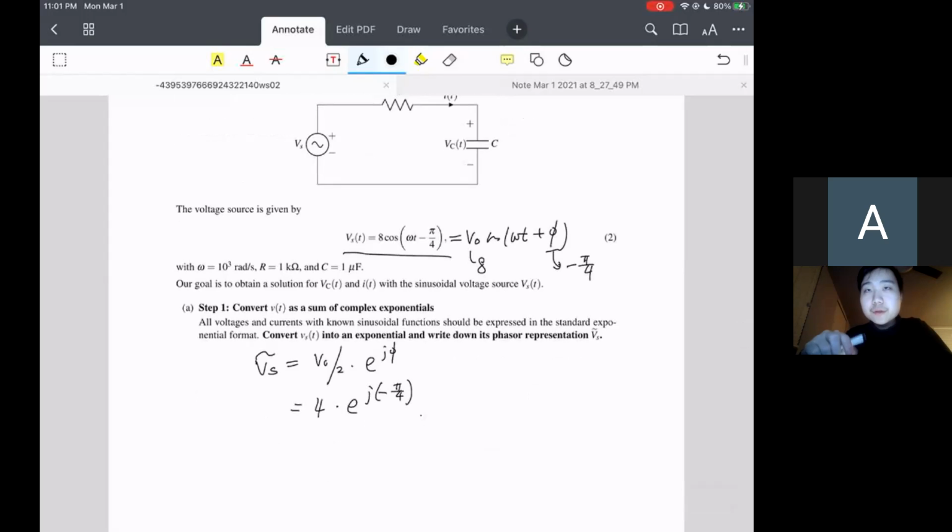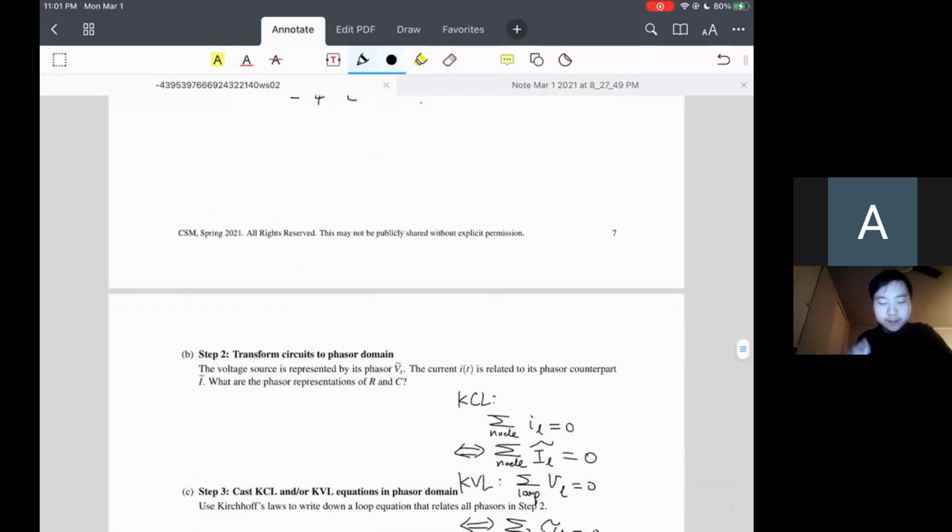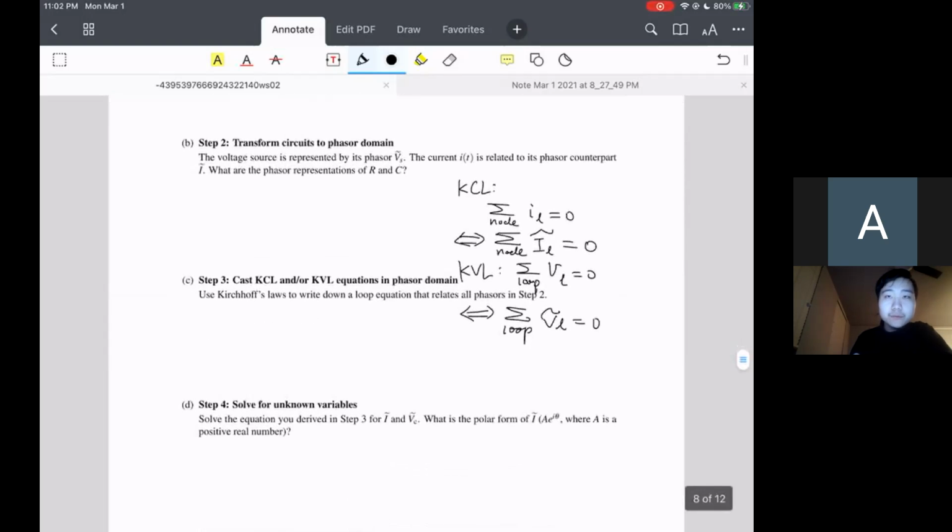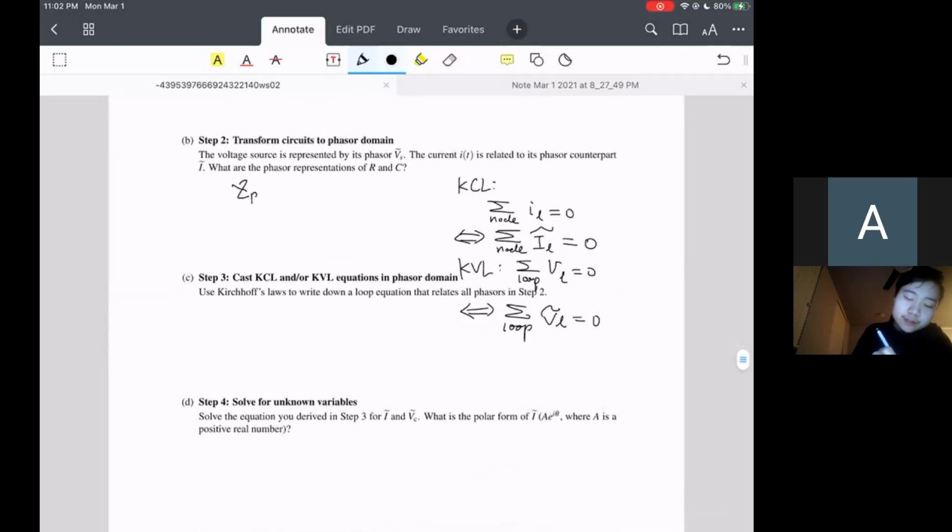All right. So step 2 involves transforming the circuit into phasor domain. So in this circuit, there is a resistor and a capacitor. We know that the impedance of a resistor is just R, and the impedance of a capacitor is just 1 over j omega C. Okay, so the impedance, if you forgot, is defined as the ratio between V tilde over I tilde. And if you're confused as to why that is the case, maybe you can revisit the walkthrough for question number 2, where this is explained in great detail.